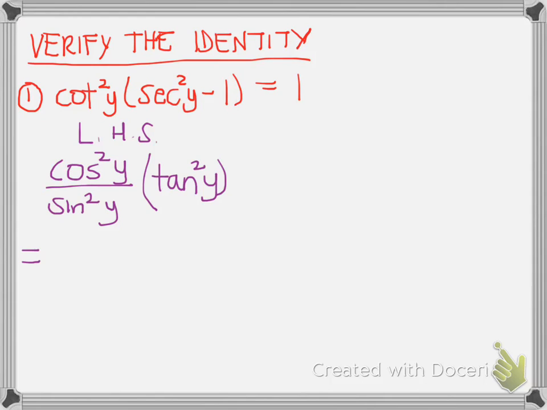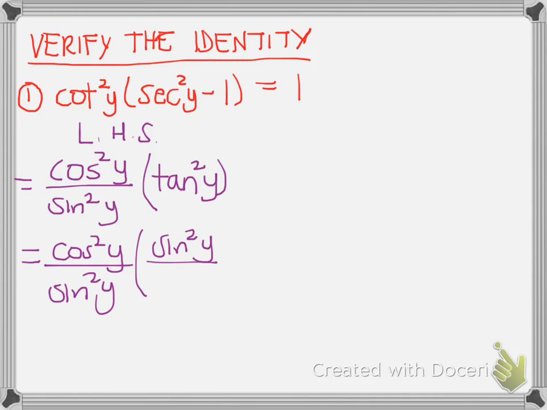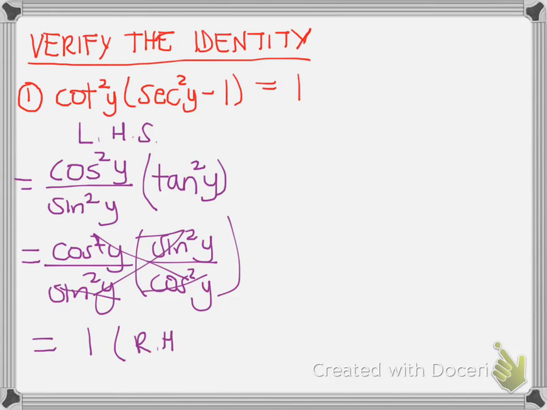And if we change tangent squared y in terms of sine and cosine, then this is cosine squared y over sine squared y times sine squared y over cosine squared y. And what do you see? Wow, that's nice. We get equals 1, which is the right-hand side. So that problem is done.